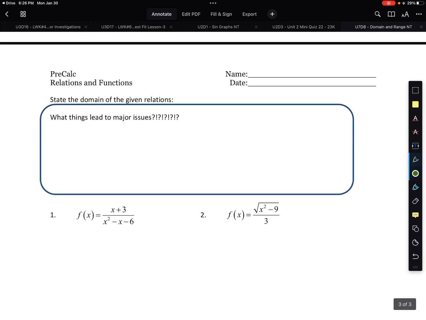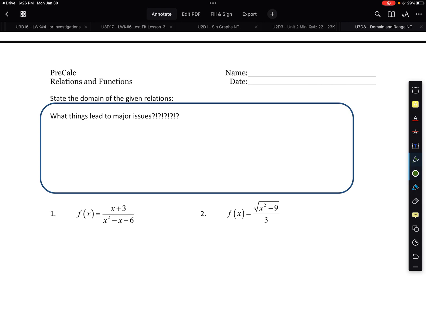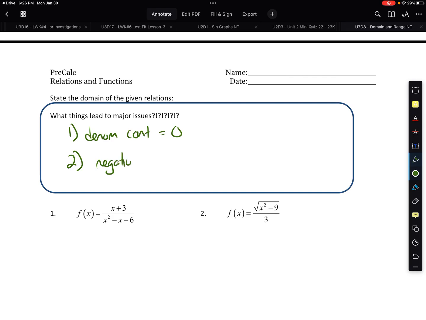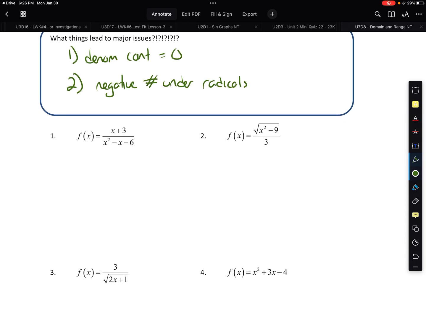Now, domain of an equation is important also. There's two main things that lead to major issues here. Issue 1, our denominator can't equal 0. Issue 2, negative numbers under radicals. Okay, so I assess every piece of my equation. If I look at problem 1, I can't have my denominator be 0.